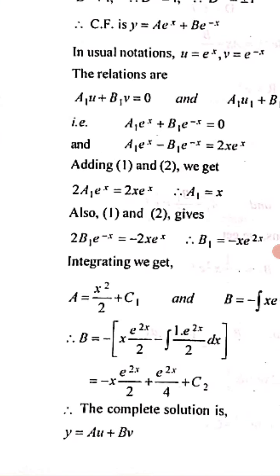Therefore b is equal to minus into bracket x into e raised to 2x divided by 2 minus integration of 1 into e raised to 2x divided by 2 into dx, which is equal to minus x e raised to 2x divided by 2 plus e raised to 2x divided by 4 plus c2. Therefore the complete solution is y is equal to au plus bv.